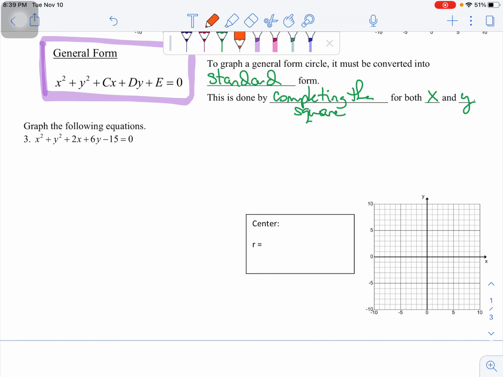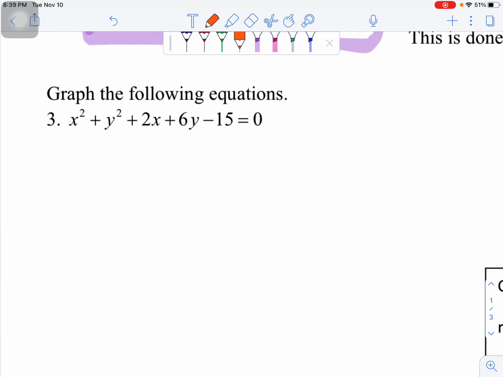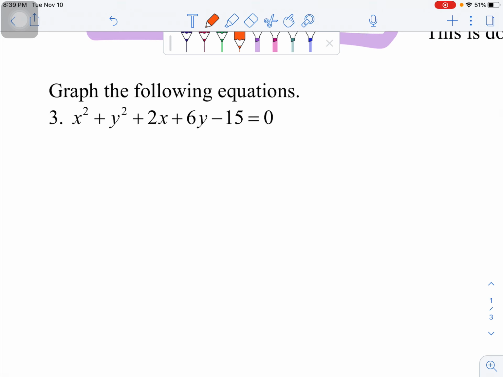Okay? So the first thing we're going to do is I want to group together the x terms. So I've got x squared and I've got plus 2x. I'm going to leave myself a little space here, and I'm going to group together my y terms. All right, so y squared plus 6y, leave a little space here. And then this constant of -15, I'm going to move to the right side to get it out of the way. And when it moves to the right side, it becomes positive.